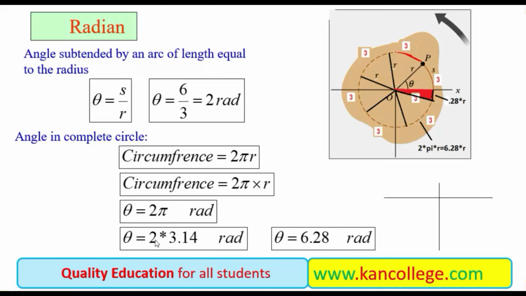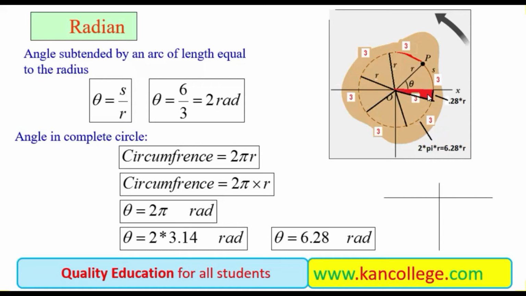So a 6.28 radius arc will form a 6.28 radian angle. As we know, 1 radius will form 1 radian, 2 radius will form 2 radian, 3 radius arc will form a 3 radian angle, and so on. 6 radius up to this length will form a 6 radian angle.